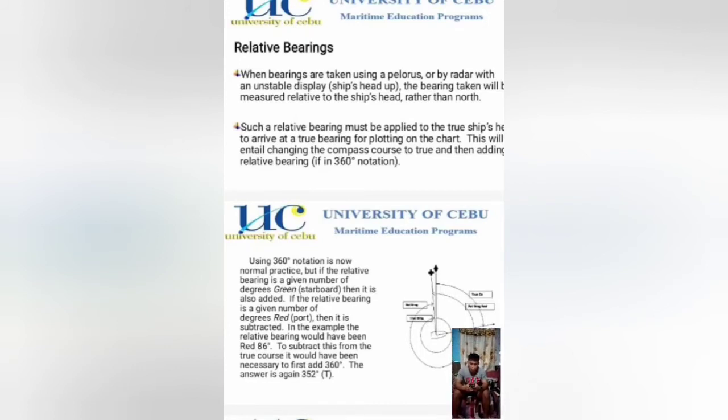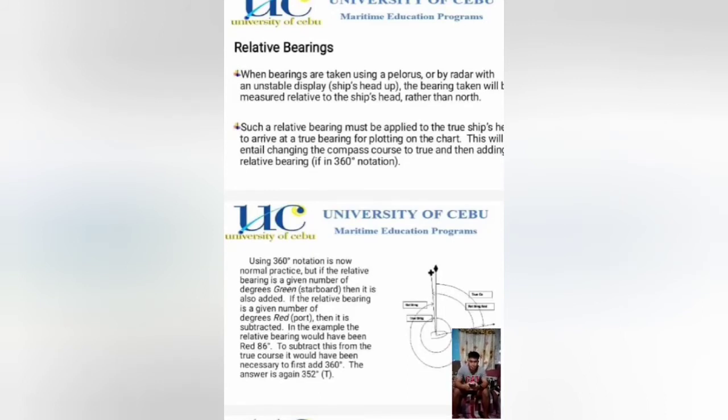Such a relative bearing must be applied to the true ship's head to arrive at the true bearing for plotting on the chart. This will entail changing the compass course to true and then adding the relative bearing if in 360 notation.